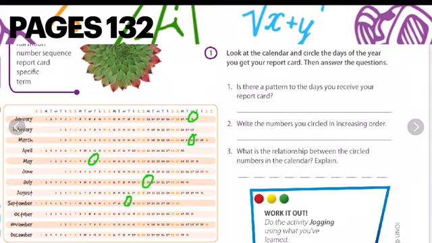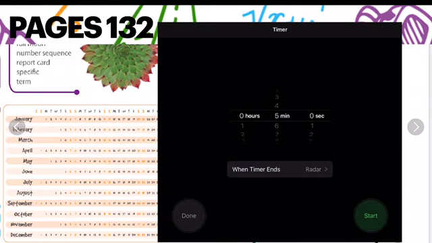Now guys, if you don't have your learning logbook, then I suggest you just write the numbers. Just answer the questions. In this case, that means that you don't have to circle anything, sorry. But if you have your learning logbook, then circle the days of the year when you get your report card. For this activity, I will give you 5 minutes to do it, and then we're going to check our answers together. Okay, so ready? 1, 2, 3.